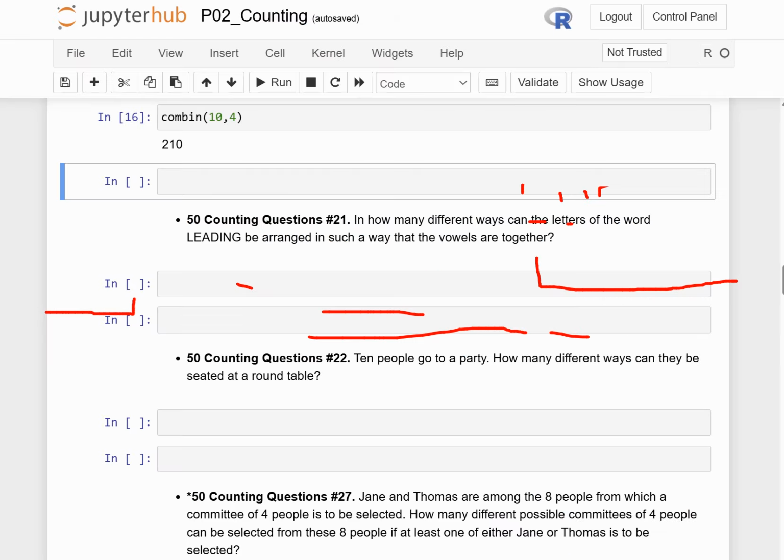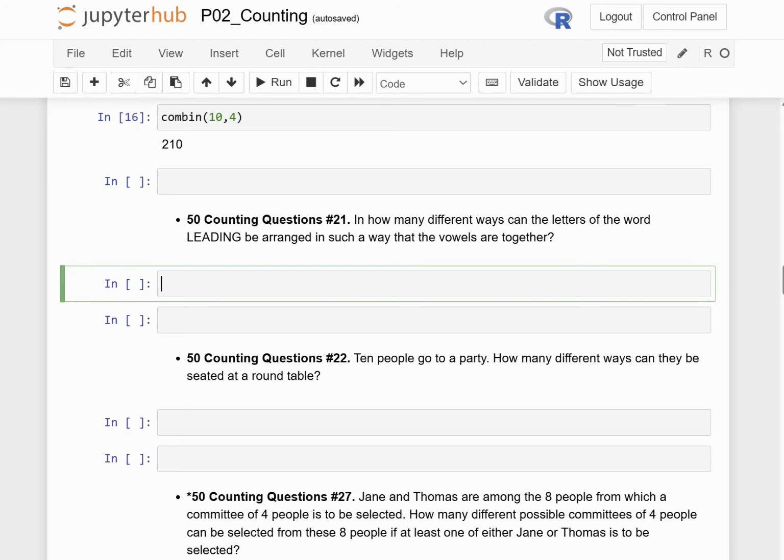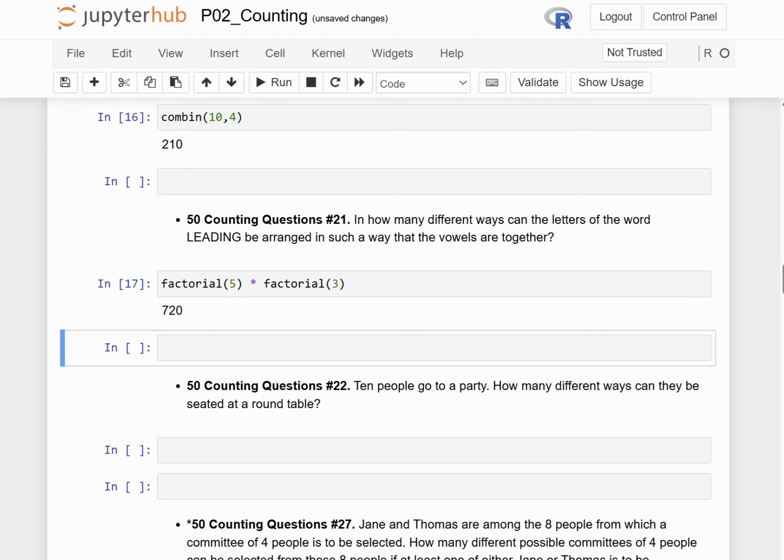Okay. So if you want to see that done, let me get rid of the marks on the screen there. We have factorial 5. Why? Those are the 5 units. If we treat the A, the E, and the I, the group of vowels, all as one thing, there are 5 factorial ways. But then inside the group of 3 vowels, we have 3 factorial, and there we go. That's the 720.